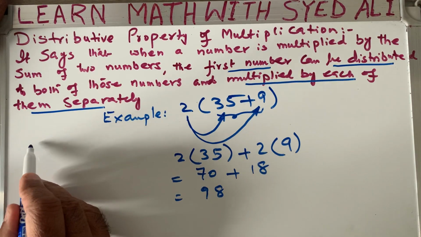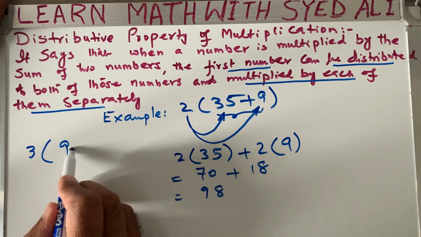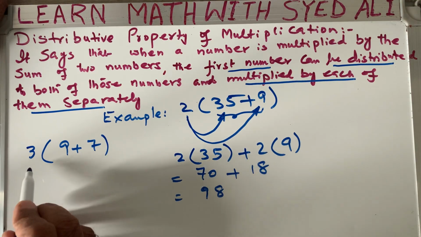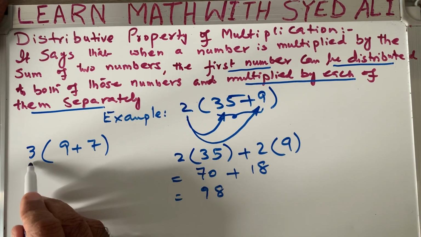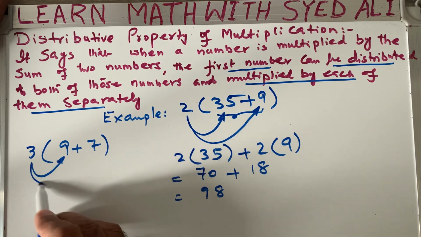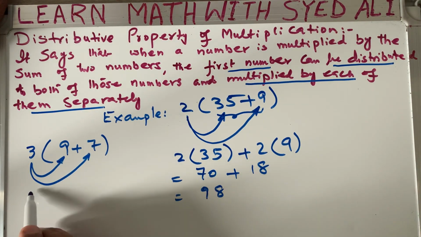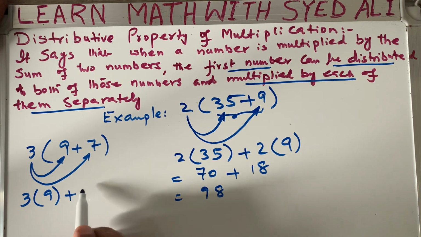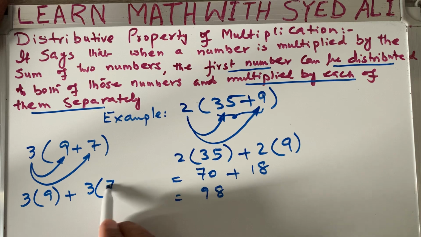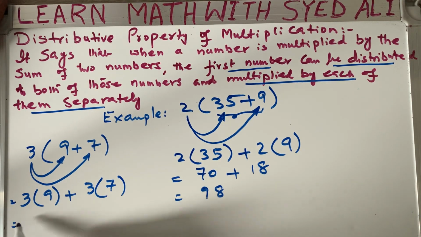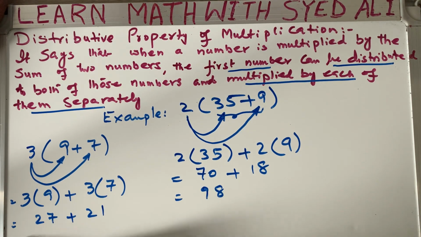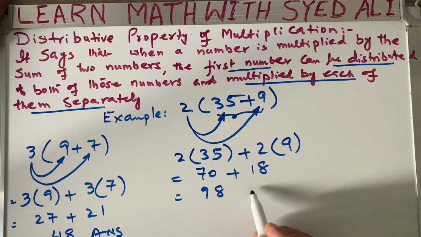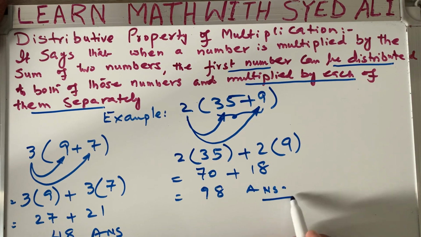You can take another example. 3 is multiplied with the sum of the two numbers, 9 plus 7. Now what the property is saying, this will multiply independently with the two numbers in the bracket and then we can add them together. 3 times 9 plus 3 times 7. 3 times 9 is 27, plus 3 times 7 is 21, which equals 48. So I hope you understand what the distributive property is.